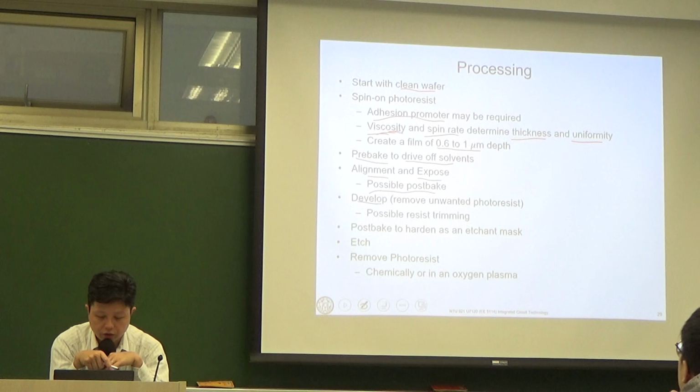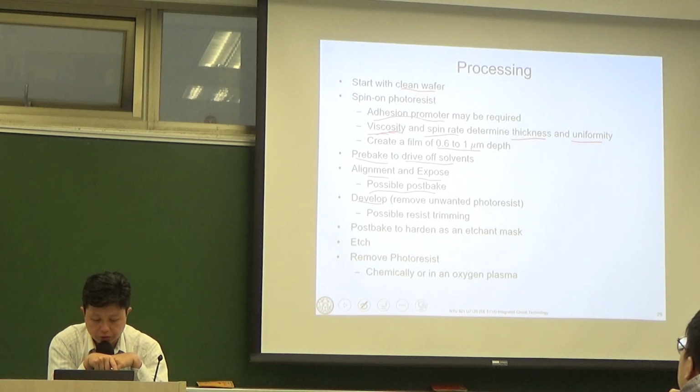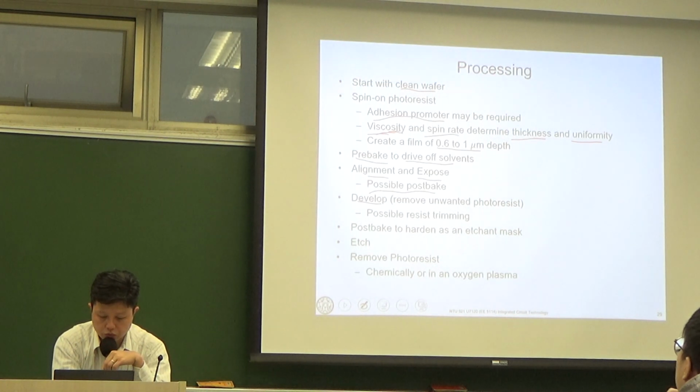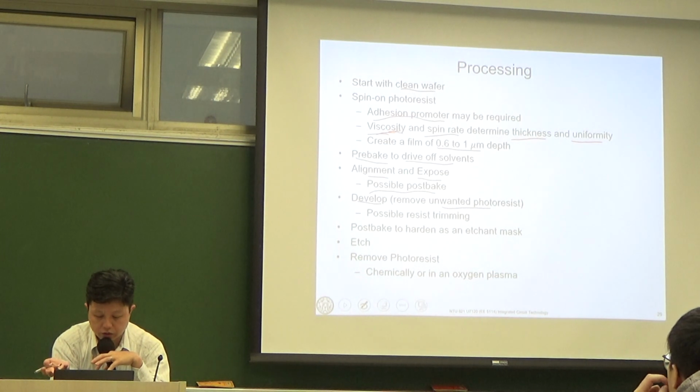And then we can do a develop in the developer. Okay, that is to remove unwanted photoresist. Okay, it's also a chemical reaction. A developer is usually an alkaline solution.